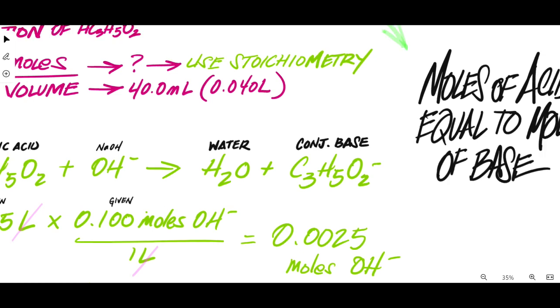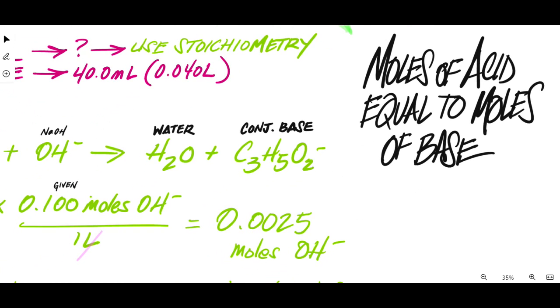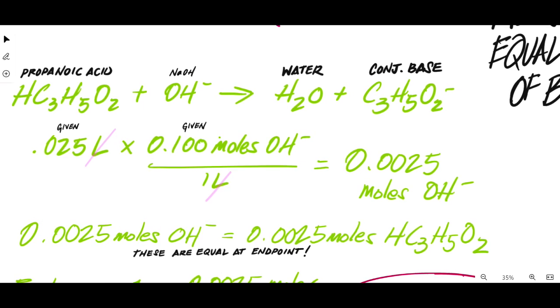Now remember, the moles of the acid are going to be equal to the moles of the base, and we just found the moles of the base. So we know that because there's 0.0025 moles of OH minus, there must also be 0.0025 moles of the propanoic acid, because those two molar amounts have to be equal if we've reached the equivalence point.